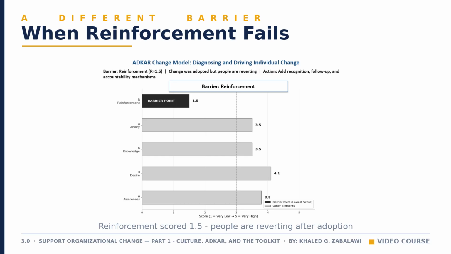The right action is to add recognition, checkpoints, and accountability mechanisms so the new behavior becomes the default rather than a temporary effort. Notice how different this intervention is from the desire barrier. In the previous example, same model, same 5 letters, completely different diagnosis, and completely different fix, which is exactly why ADKAR works as a diagnostic tool rather than a checklist.